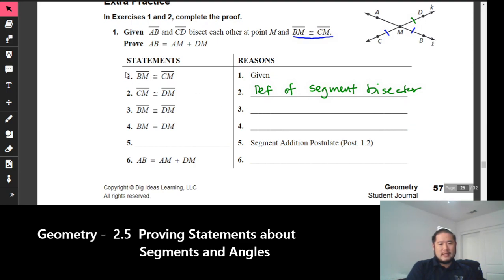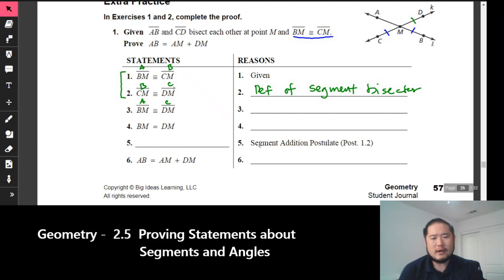If I take a look at statements 1 and 2 together, that may help me come up with my next statement. I look right here. BM is congruent to CM. CM is congruent to DM. It's like A is congruent to B. B is congruent to C. All right, if I write this down, I'll put A is congruent to B. B is congruent to C. If you look right here, next thing you know, we have BM is congruent to DM. That would be A is congruent to C.